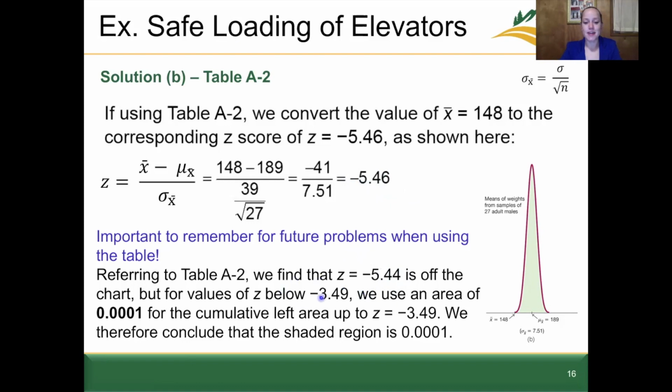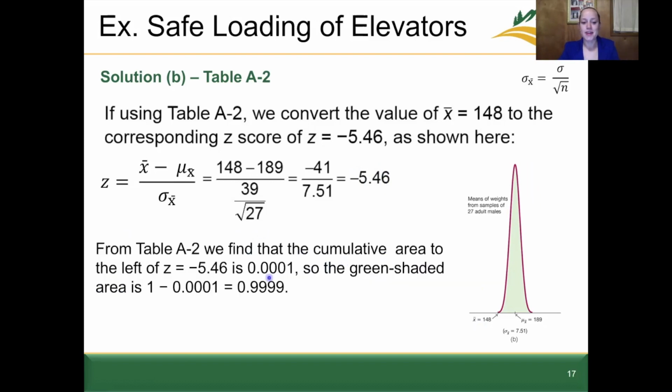So for any z values below negative 3.49, we use this assumed area of 0.0001. We use this for cumulative area from the left for z-scores up to negative 3.49. Keep this in mind whenever you have a very negative z-score. To be safe, you could use Excel instead of using table A2 for cases like this. So from this assumption, we have an area to the left, a cumulative area to the left of 0.0001, given this z-score that we had to calculate in order to use table A2.